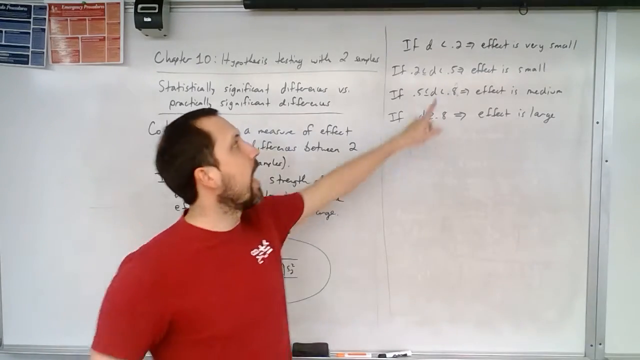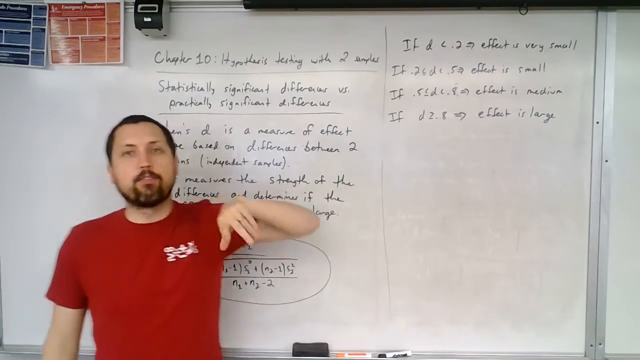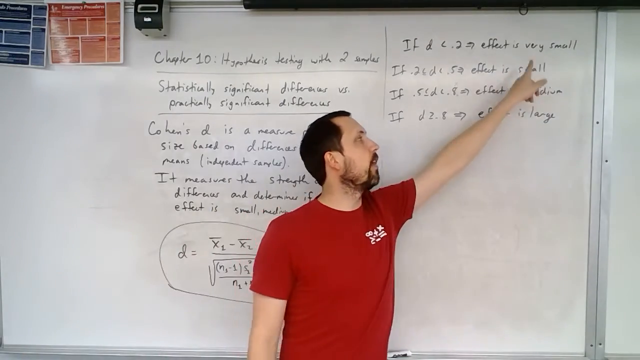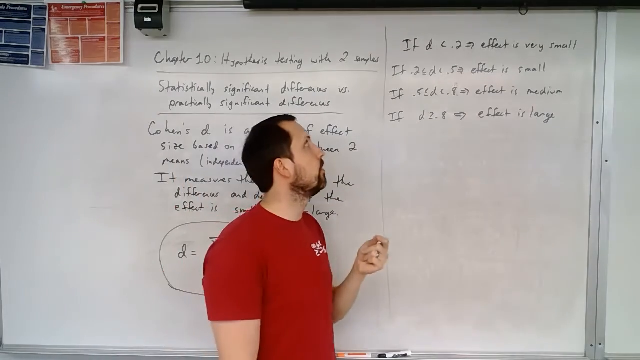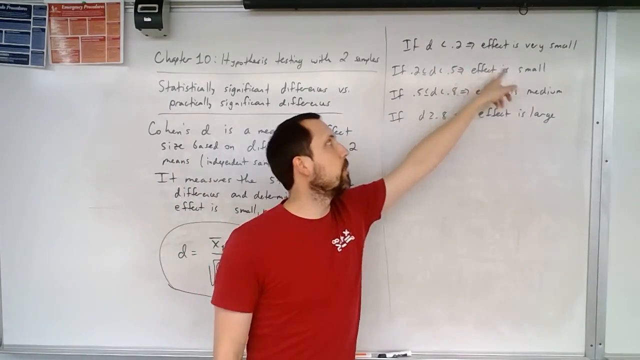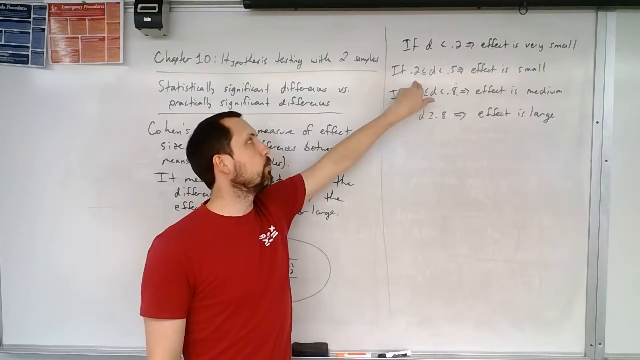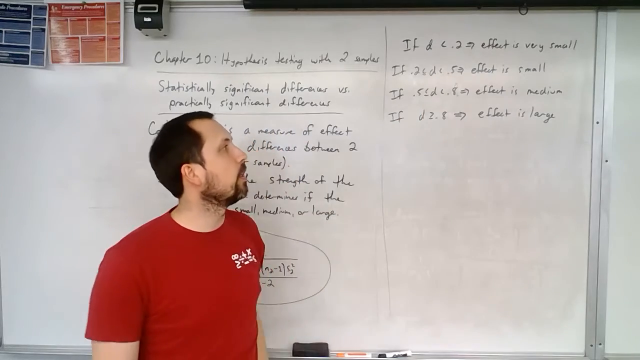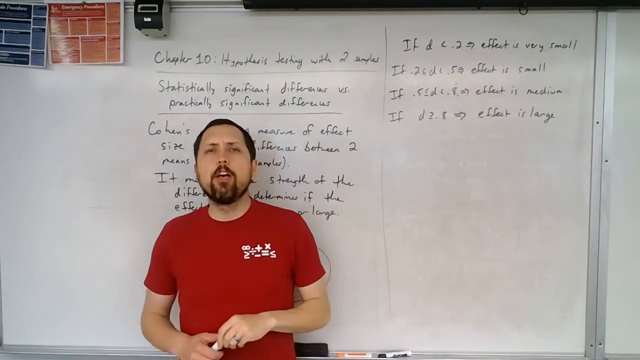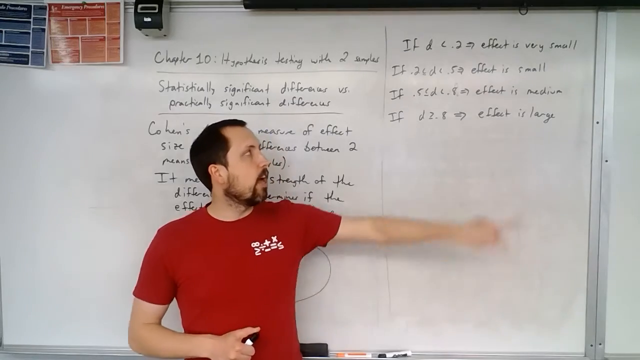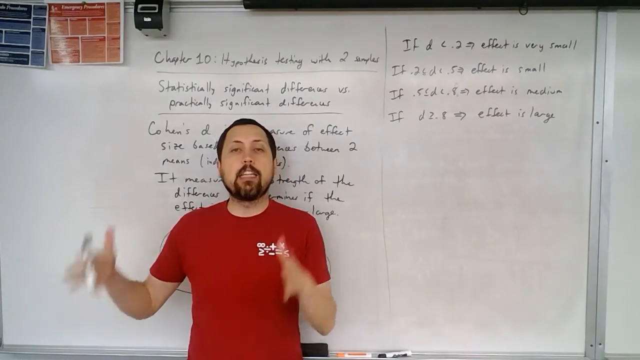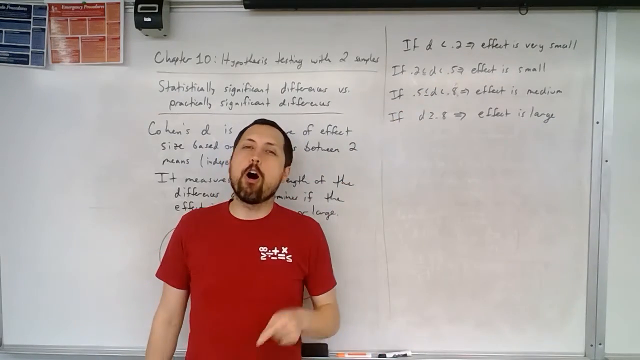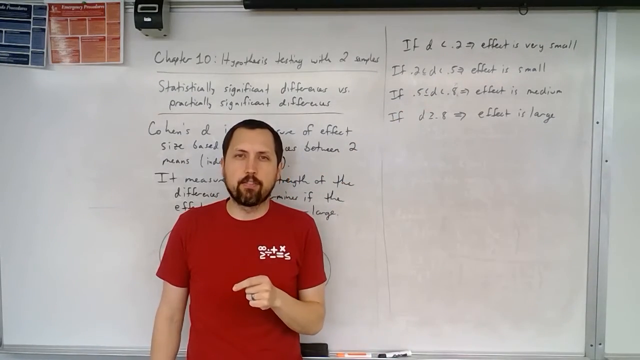So we get a number, and we have this general guide for whatever number we get popped out here: what type of effect do we have? Is it very small to being a large difference? So for instance, if d is less than 0.2, it's going to be very small. If it's between 0.2 and 0.5, it's small. Between 0.5 and 0.8, it's medium. Larger than 0.8, the effect is large. So what that means is that a large effect says that practically there is a large difference between these, as opposed to being very small, where there's not a very practical difference between these.